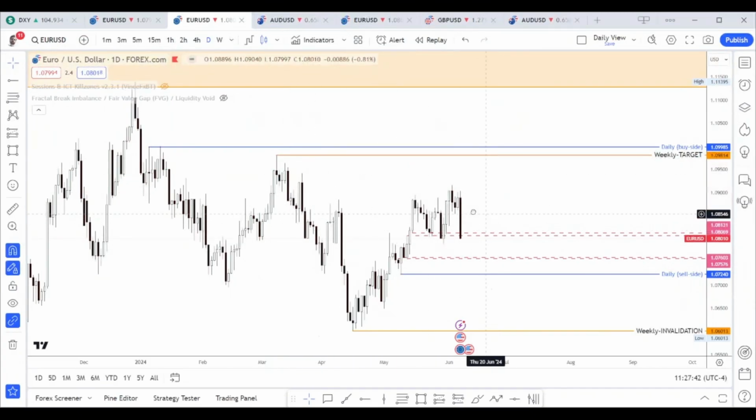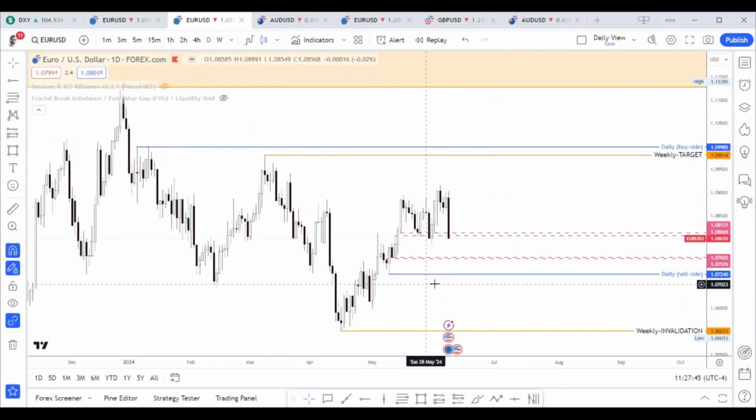For now, the thing that concerns me is this level, this sell side. I do not want this sell side to be taken out, and if it is taken out, I do not want any daily close under this level.